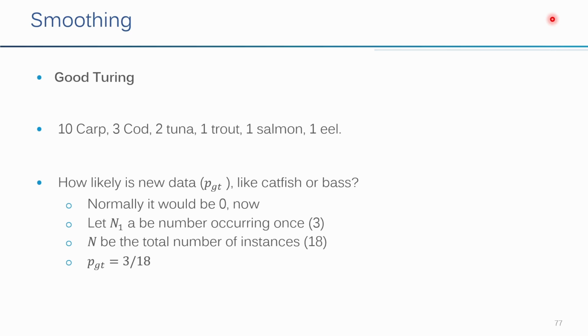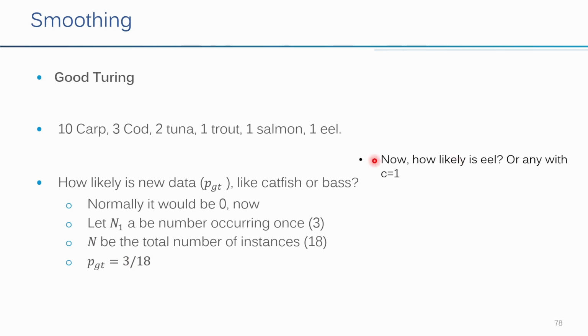So let's get back to our example and see how this actually affects the numbers in the end. Let's see how much less the probability is from our first example, which was less than 2 by 18, right? So let's say we have our 18 fish here again, and we ask how likely the new data, or the Good-Turing probability, is to be catfish or bass or any other fish that's not on our list right here. Normally we would say this is a 0, but since we want to use the estimates of things that happen at least once in our data set, we know that this here is 3 by 18.